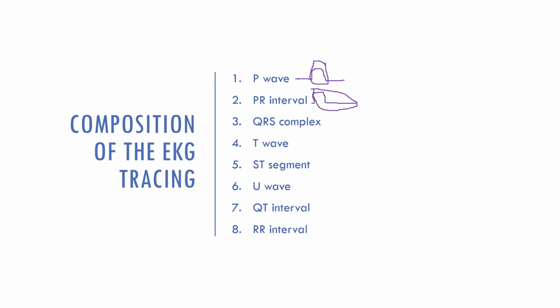Okay. Then you have your QRS complex. This represents depolarization of both the ventricles. This normally follows your P wave and is normally less than 0.11 seconds. So if we have our P wave, we have a line. This right here is our QRS complex.